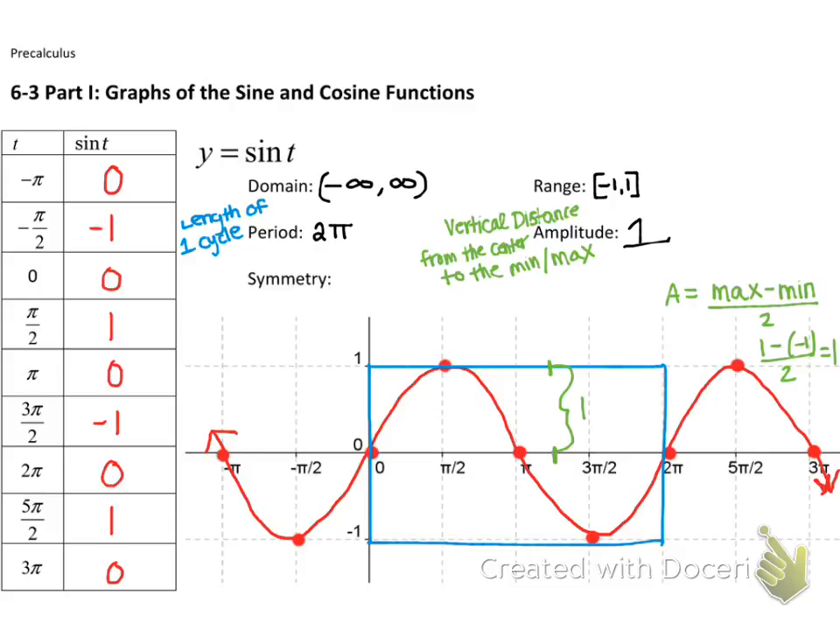And the last part is symmetry. So we've talked about symmetry before, and this sine function has odd symmetry. And if we recall what that means, odd is f of x is equal to the opposite output if we put in the opposite input, negative f of negative x.